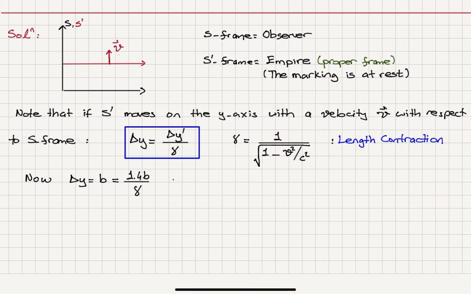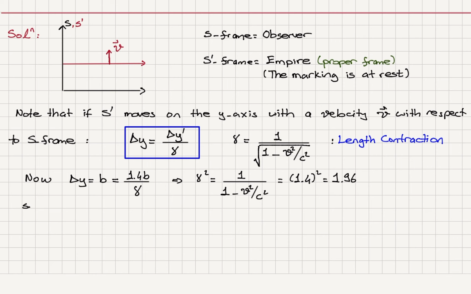So I find that gamma squared is equal to 1 over 1 minus v squared over c squared, and that is 1.4 squared, which is 1.96. And why am I requiring delta y to be equal to b, the minor axis of the ellipse?